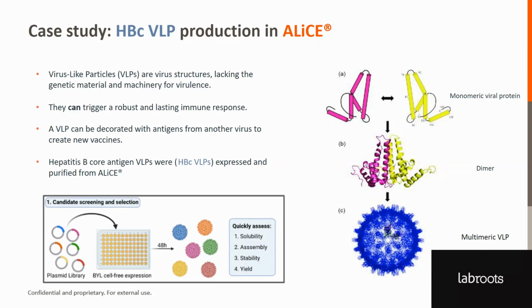In this context, we're using hepatitis B core antigen for expression in ALiCE. So we took the gene from an online database repository, synthesized the gene, and cloned it into our pALiCE1 vector. We added that vector to our lysate, and then after shaking the microplate for 48 hours, we could generate samples sufficiently.